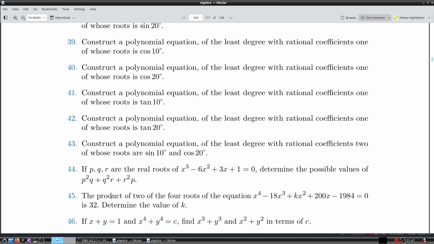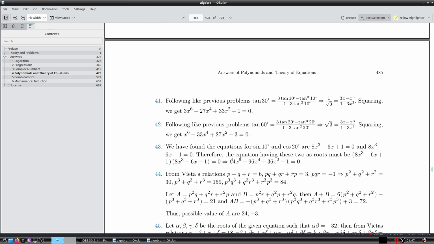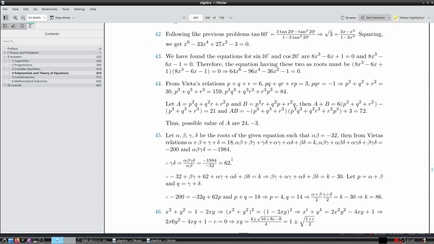Now we solve problem 45. The product of two of the four roots of the equation x to the power 4 minus 18x cubed plus kx square plus 200x minus 984 is equal to 0 is 32. Determine the value of k. So the product of two of the four roots of this equation is 32, and we have to find k. So this is a very straightforward problem.